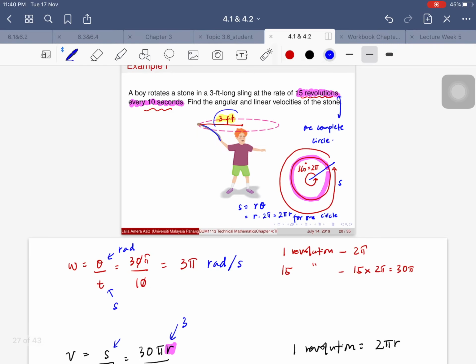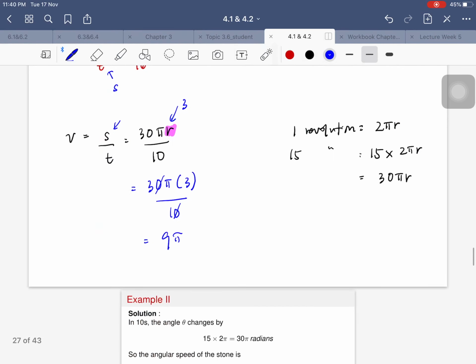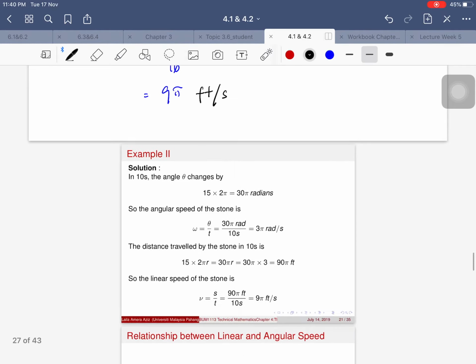But yeah, it says over here, r is going to be in terms of feet. So therefore, this is actually 9 pi feet per second. So that will be the distance traveled, or the linear velocity.